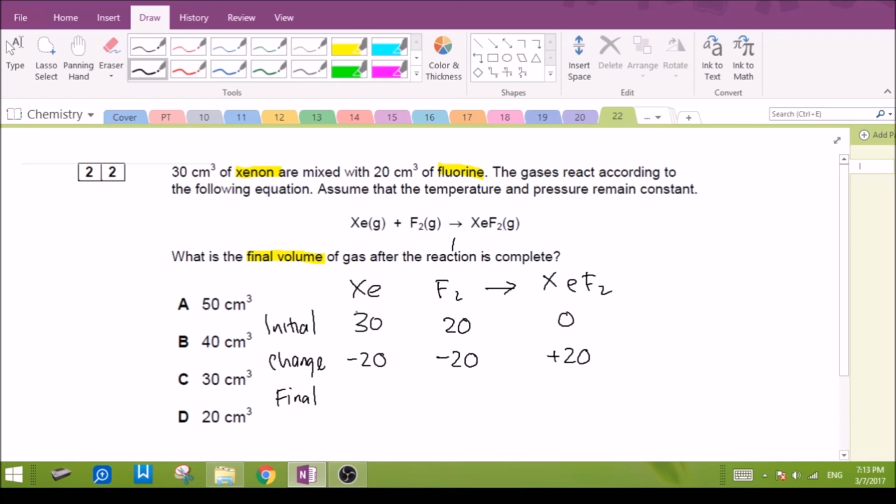And then let's do a tally to find out the final volumes. We had 30 for xenon, we used up 20, we ended up with 10 cubic centimeter left over. The fluorine, not surprisingly, because it's the limiting reactant, there will be none left over. And the xenon fluoride, we form 20. So adding up the volumes, final volume will be 10 plus 20, we have a total volume of 30 cubic centimeter.